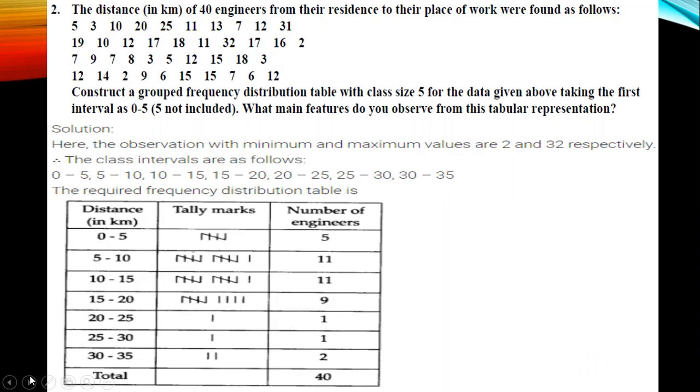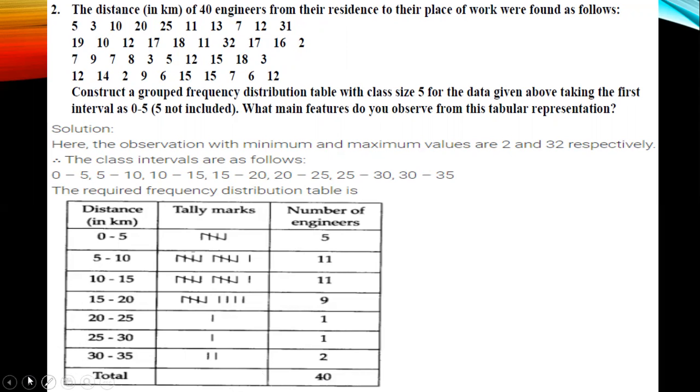There are 11 engineers in the class 5 to 10 kilometers. There are 11 engineers again in the class 10 to 15. There are 9 engineers in the class 15 to 20 and so on. And as I did mention in the last question, please ensure that you total up the last column, that is the frequency, the number of engineers, which should be equal to the number of data or the number of distances that are given over here.